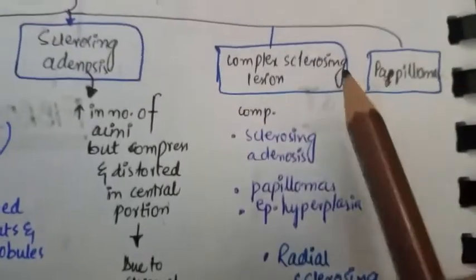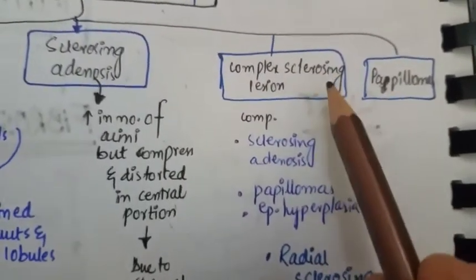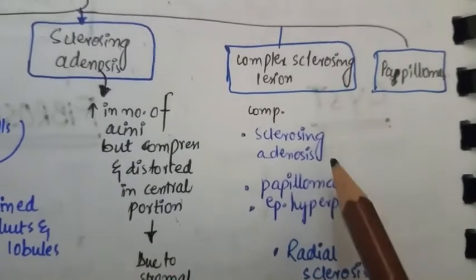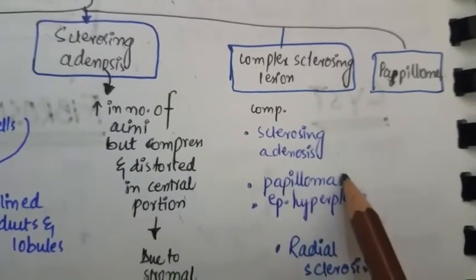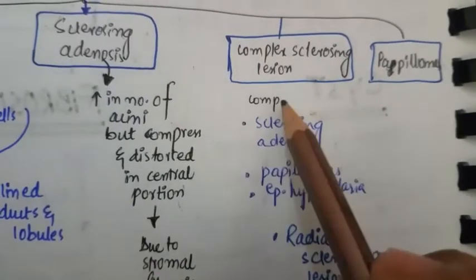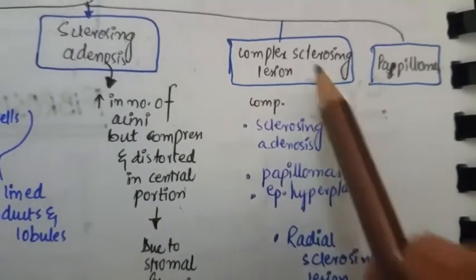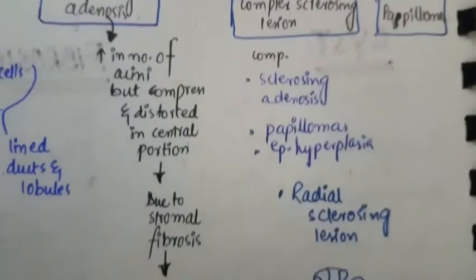Now come to the complex sclerosing lesions. Complex sclerosing lesions means sclerosing adenosis will be present, papillomas will be present, or epithelial hyperplasias will be present. These all will be present in the complex sclerosing lesions.